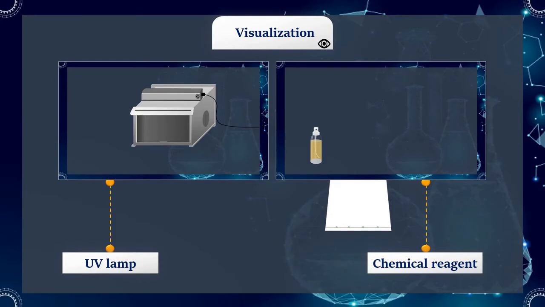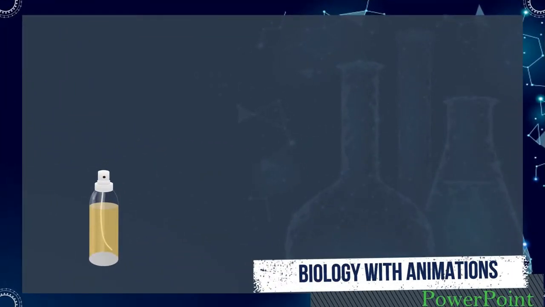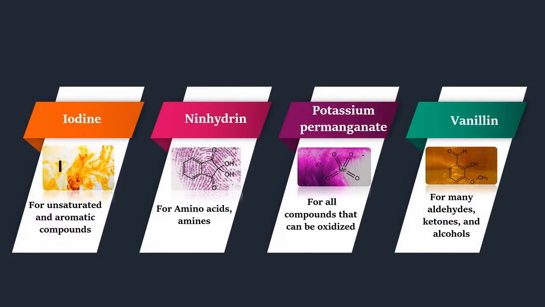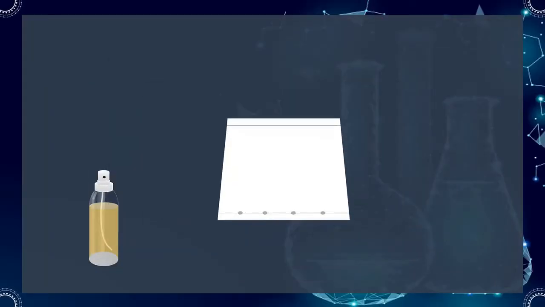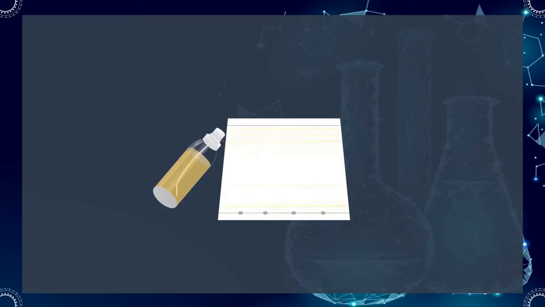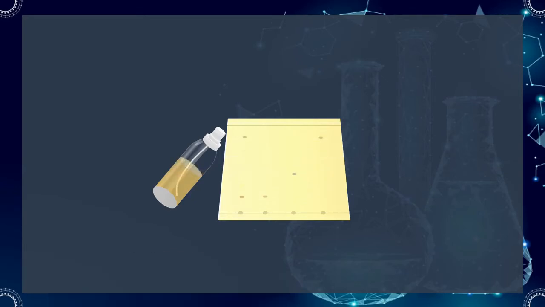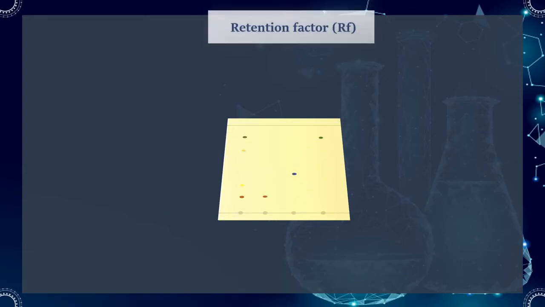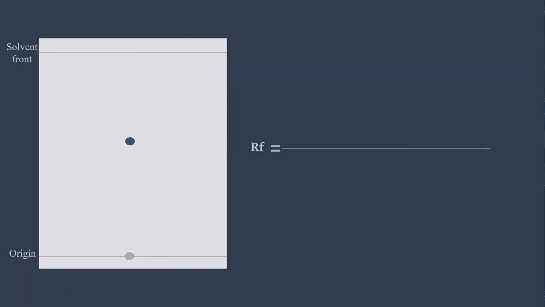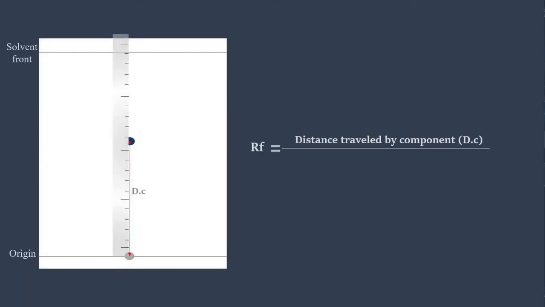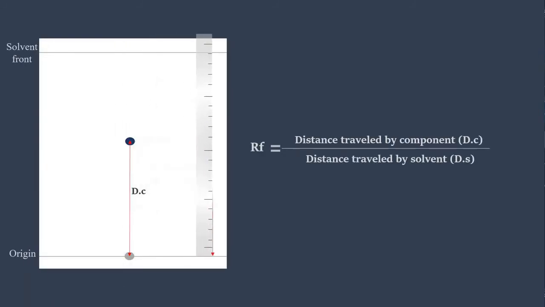For chemical visualization of stains, various visualizing agents react with the spots to produce visible results, such as iodine, ninhydrin, potassium permanganate, and vanillin. The plate can be immersed in these chemicals or sprayed. Once visible, the RF value or retention factor of each spot can be determined by dividing the distance the compound traveled by the distance the solvent front traveled, using the initial spotting site as reference.